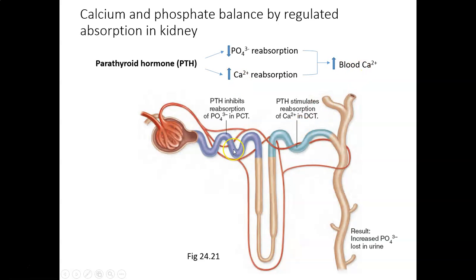PTH inhibits the reabsorption of phosphate in the PCT, because most of the reabsorption happens here, but at the same time stimulates reabsorption of calcium in the DCT. So it has two acting sites and works on two different electrolytes. The result is increased phosphate loss in the urine, and so increased blood calcium level.